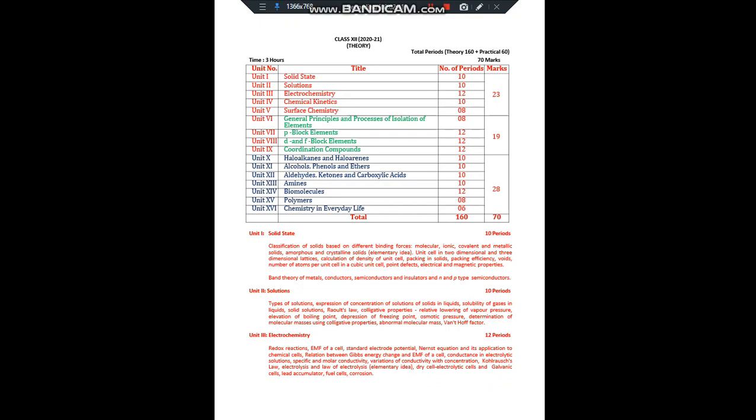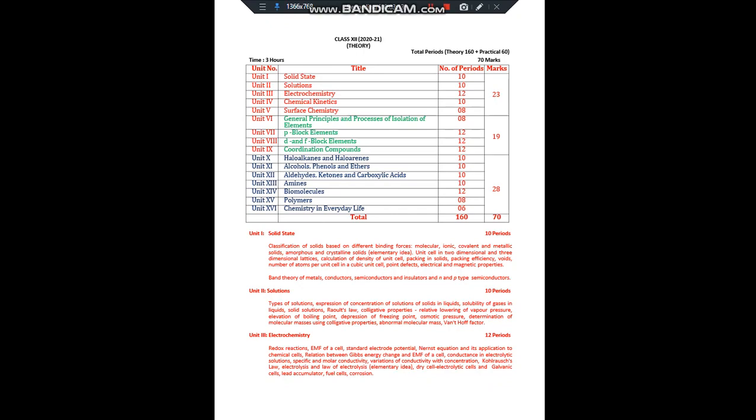And next you can see from 6th chapter onwards to 9th chapter, which are in green color. You can see there General Principles and Processes of Isolation of Elements. It is nothing but metallurgy, means you know that we extract metals from their ore and try to refine them. You have already read about that in your 10th standard.